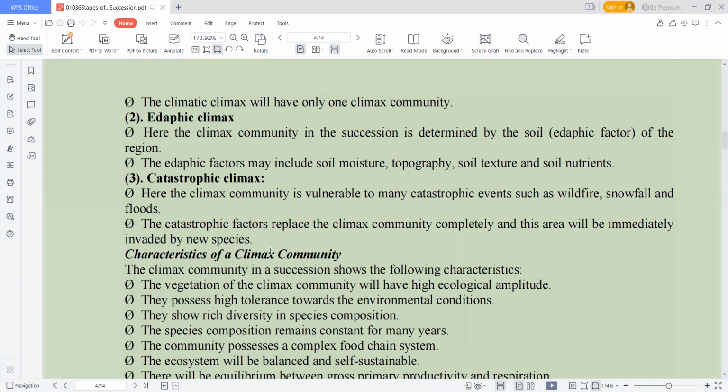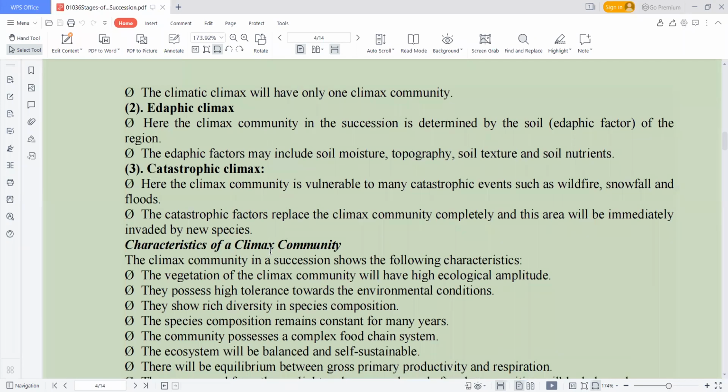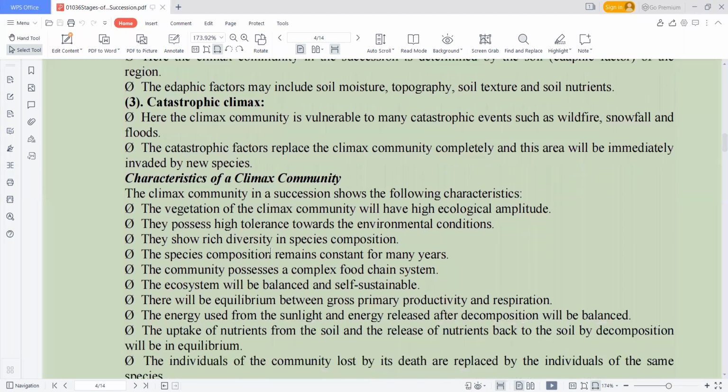bare, but immediately this area is again invaded by the germination of new species, as the seeds which are present in the soil start growing. So it is called a catastrophic climax.